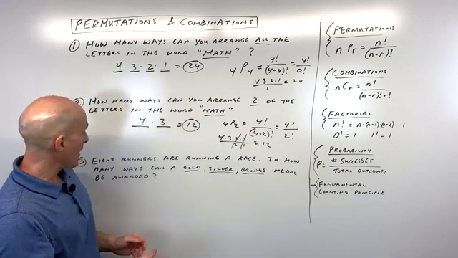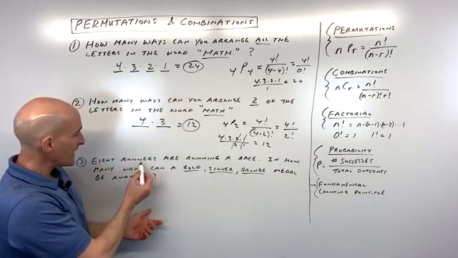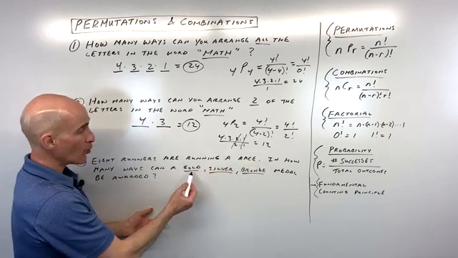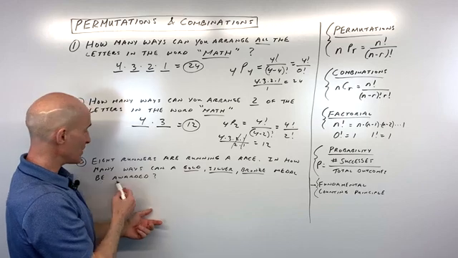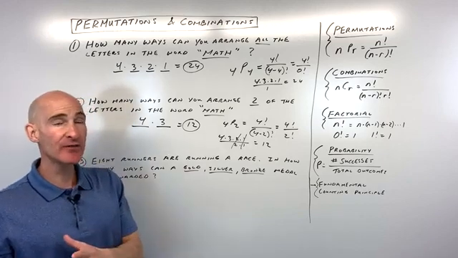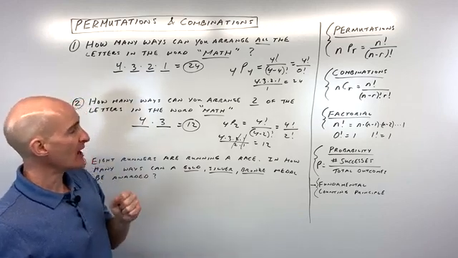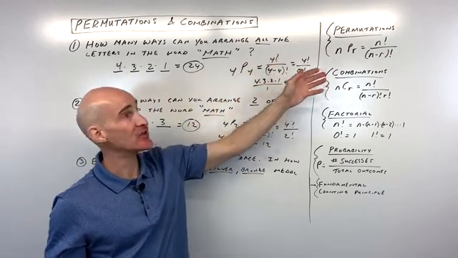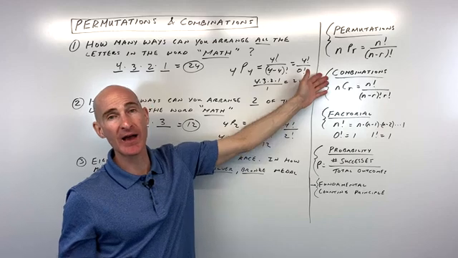Okay, for number 3 now, let's try this one. It says 8 runners are running in a race. In how many ways can a gold, silver, and bronze medal be awarded? So what do you think for that one? So the question you always want to ask yourself in these problems is, is it a permutation? Is it a combination? Does the order matter, or does the order not matter?